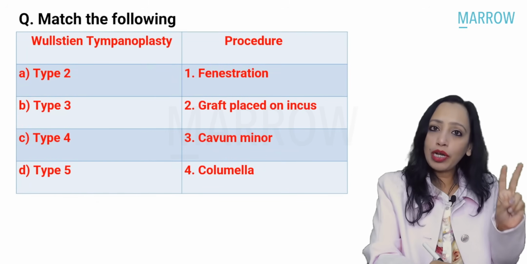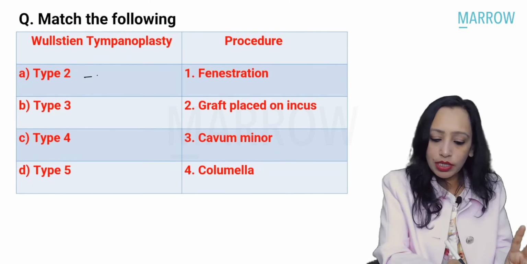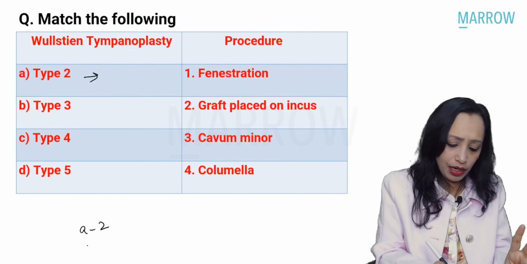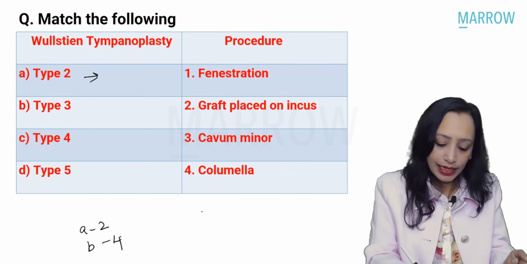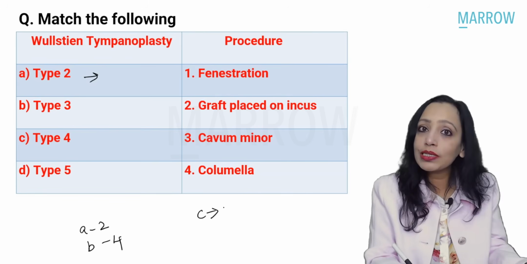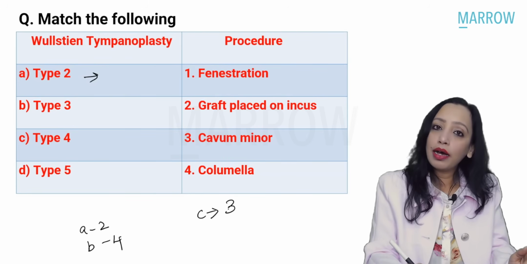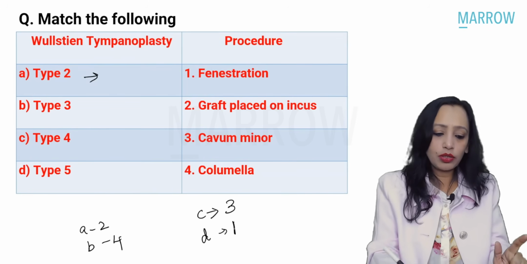So what is type 2? Type 2 is over the second ossicle, over the incus. So what is that? Yes. So this is, A is 2. What is B? B is type 3. Type 3 is columella, that is 4. And C is type 4. Type 4 is either it would have been given phase differences maintained, yes, or here it has been given cavum minor, so that is 3. And D is type 5. Type 5 is fenestration, that is 1.